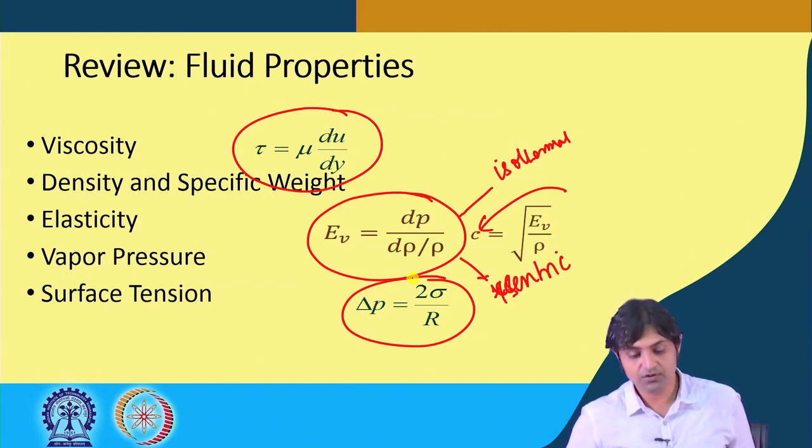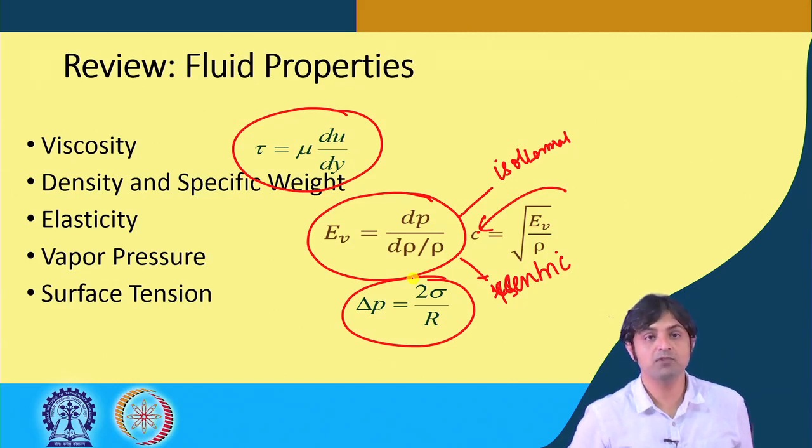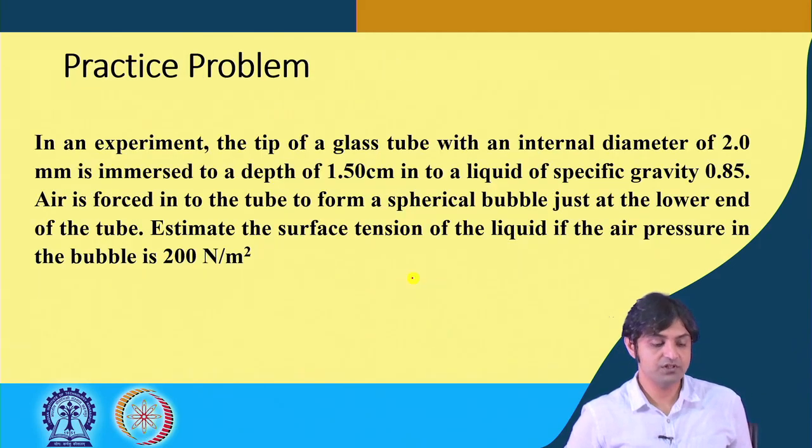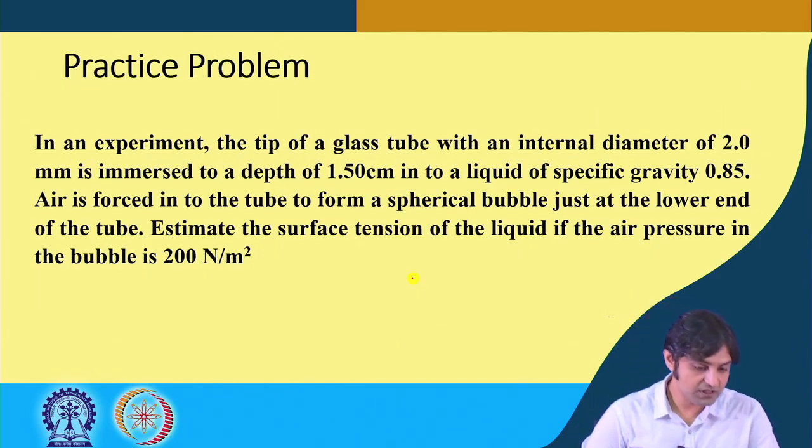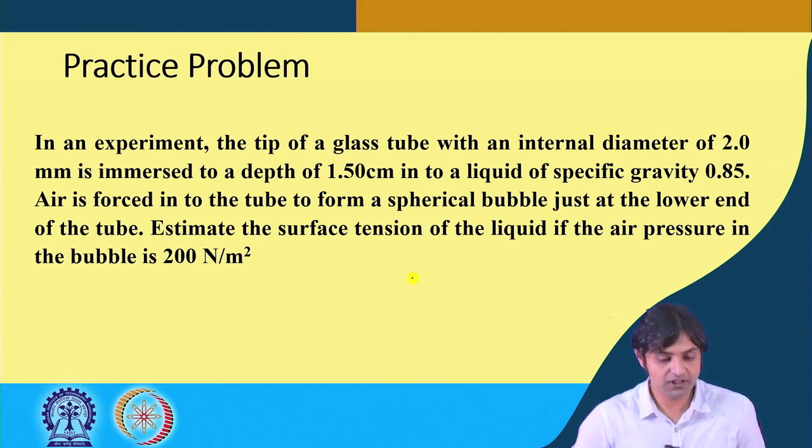Now I have included, for your convenience, 4 different problems encompassing all the concepts that we have done. We will go into these questions one by one. The question says, in an experiment, the tip of a glass tube with an internal diameter of 2.0 millimeters is immersed to a depth of 1.5 centimeters into a liquid of specific gravity 0.85. Air is forced into the tube to form a spherical bubble just at the lower end of the tube. Estimate the surface tension of the liquid if the air pressure in the bubble is 200 Newton per meter square.